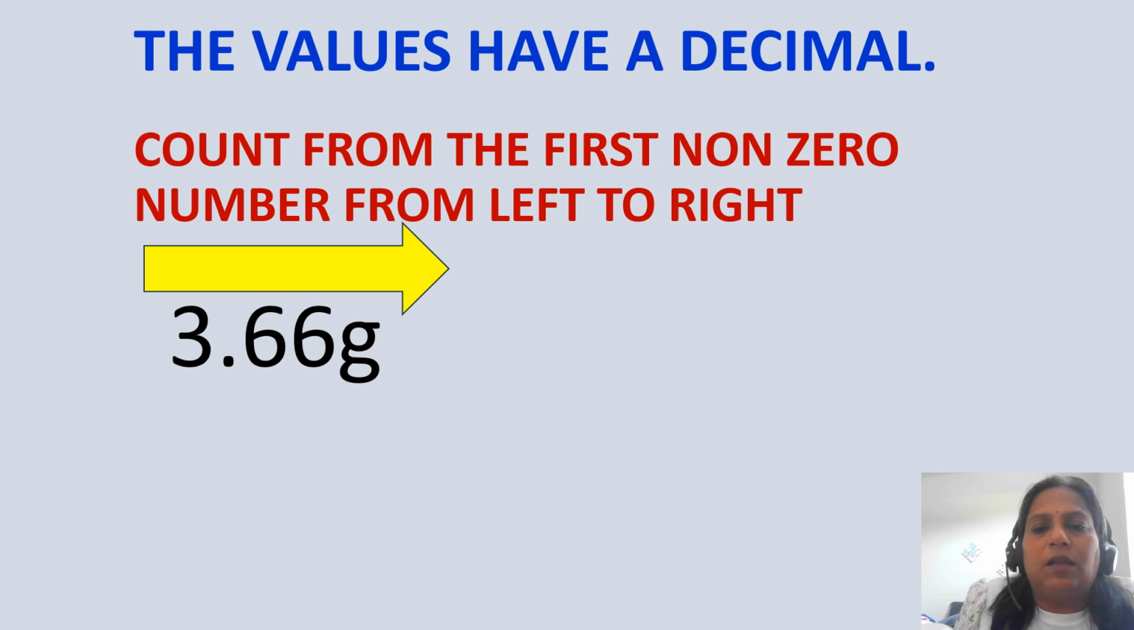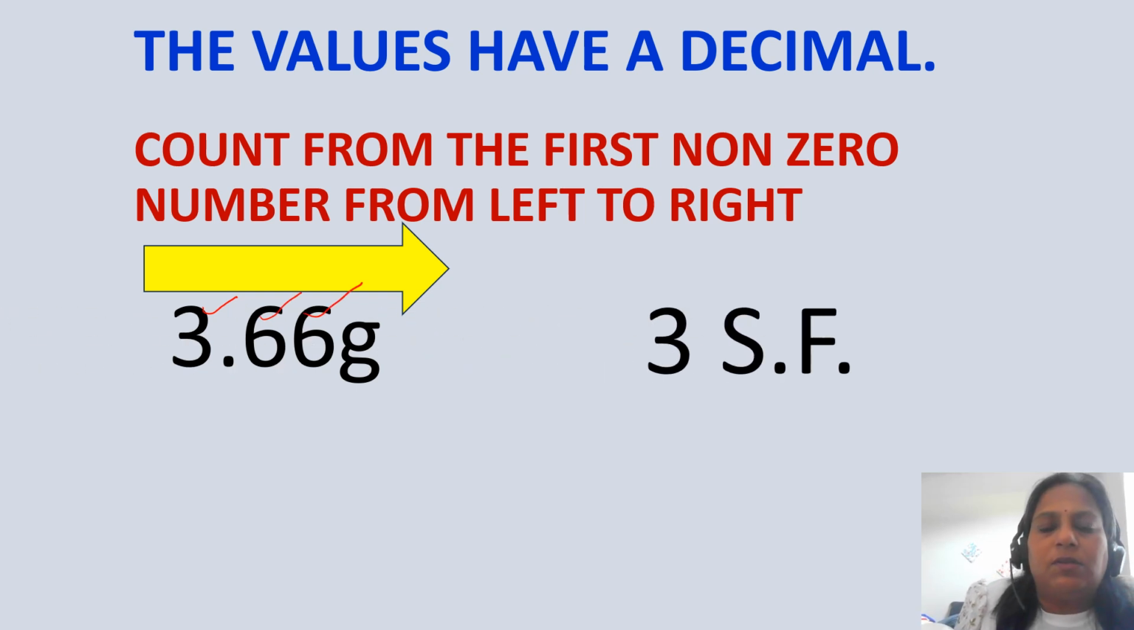Now let's find the number of sig figs in 3.66 grams. I don't have any zero here, but there is a decimal point, of course. So I start counting from left to right. How many sig figs do I have? 1, 2, 3. I have 3 sig figs.